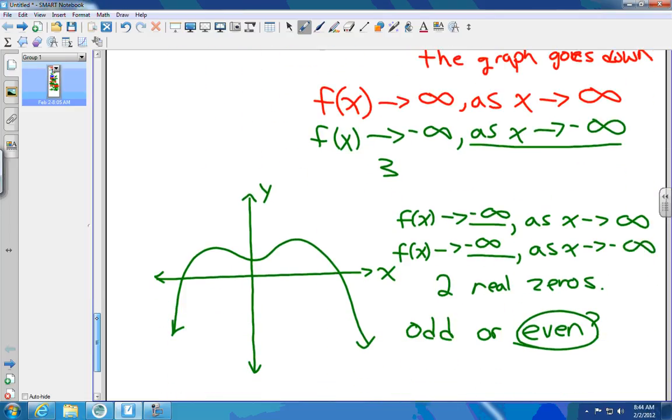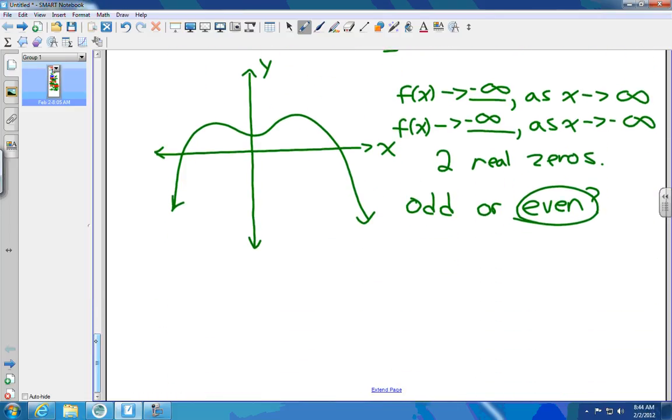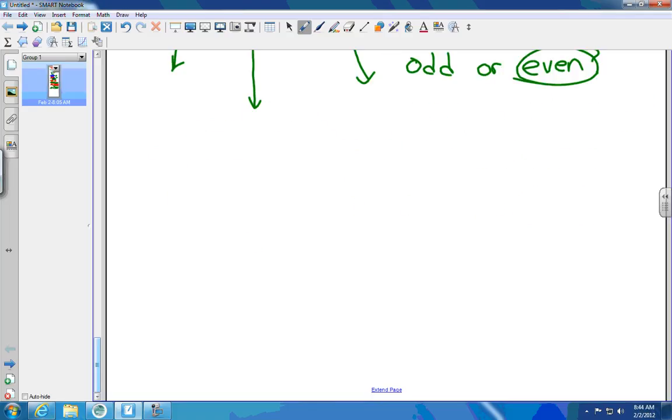And it will ask you each one of those things. You'll have to do end behavior, how many real zeros, and is it odd or even?